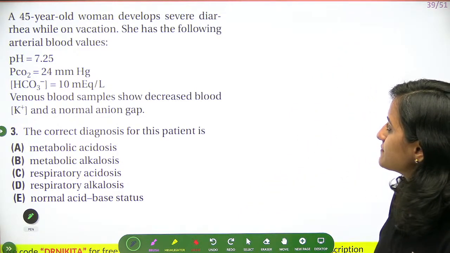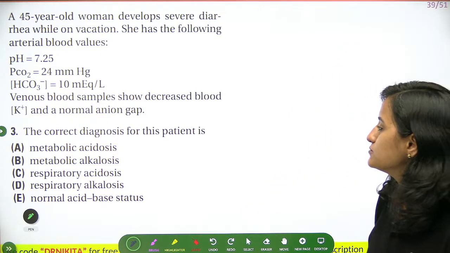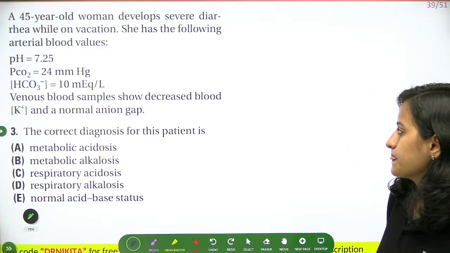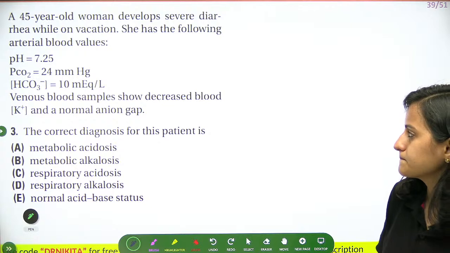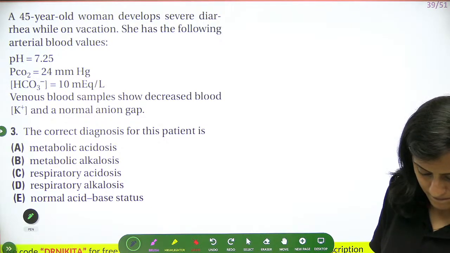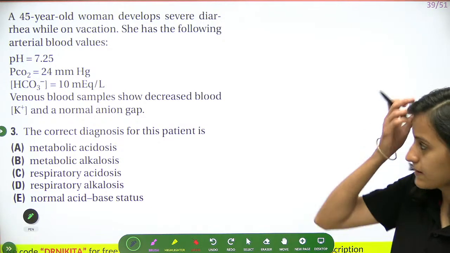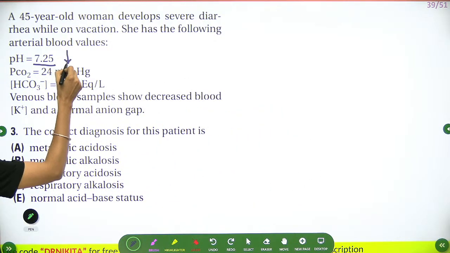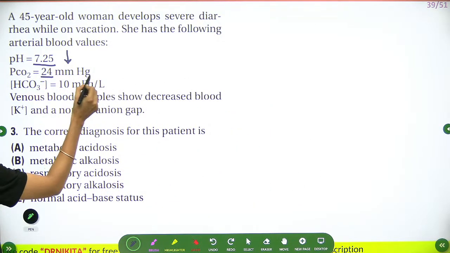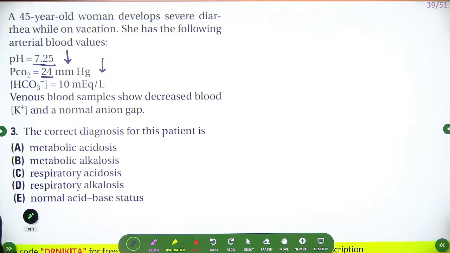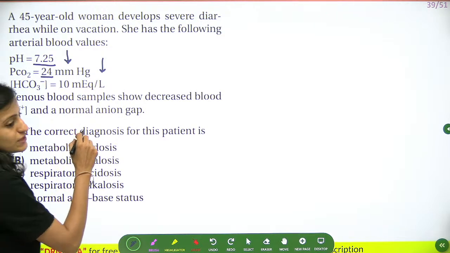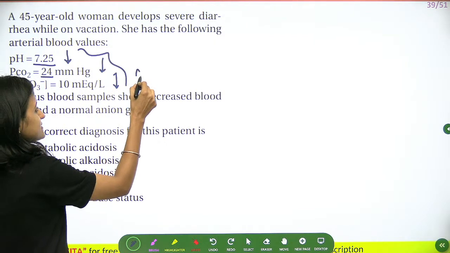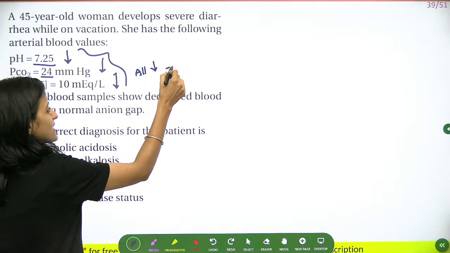A 45-year-old woman develops severe diarrhea and she has the following values. What is the correct diagnosis? See, pH given is 7.2, less than 7.4, pH is decreased. PCO2 is 24, normal is 40, PCO2 is decreased. Bicarbonate given is 10, normal is 24, it is decreased. So basically, it is all decreased, all in the same direction.